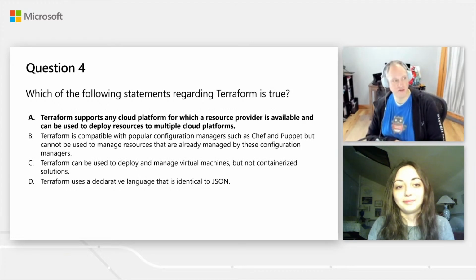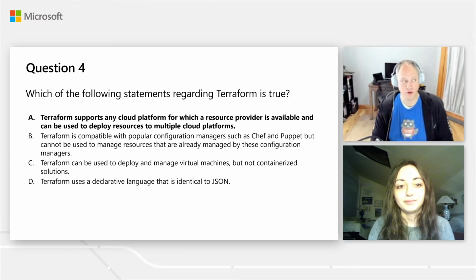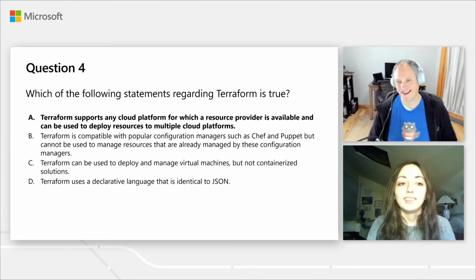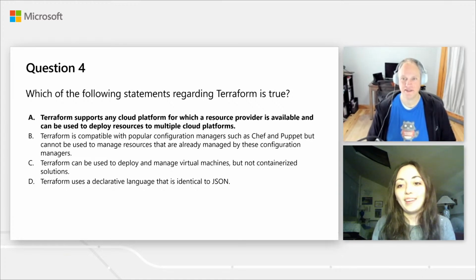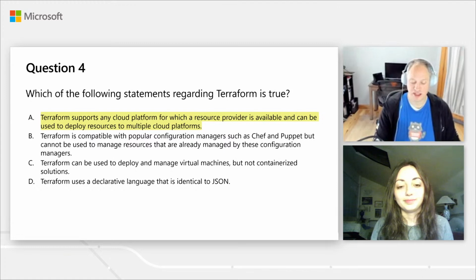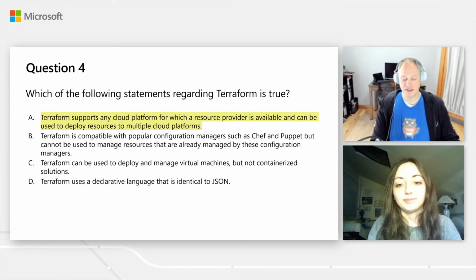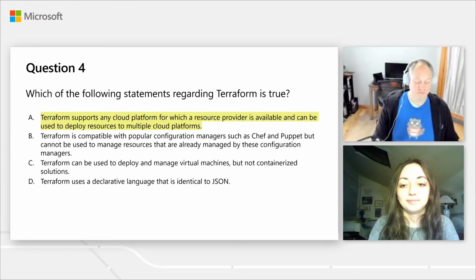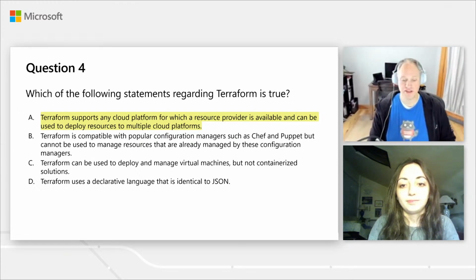So A is Terraform supports any cloud platform which a resource provider is available for and can be used to deploy resources to multiple cloud platforms. What do you think? Yes, I agree with our audience. Terraform is available in many cloud platforms. Yep, exactly. Now, one of the things that we might see though is because there are differences in the cloud platforms and services they offer, what I designed for Azure might not spin up exactly the same in AWS or in Google Cloud. So while Terraform can let me target all of these things, I do need to be aware of the differences in those target platforms. So good, just a little something to be aware of.